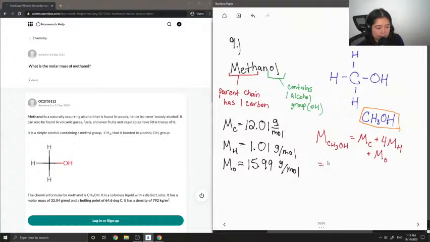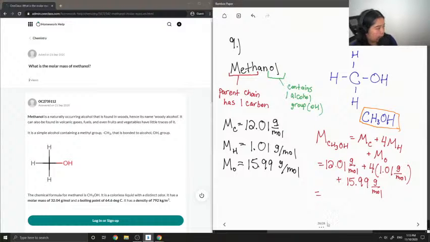And then I'm going to sub in all my values. So 12.01 grams per mole plus 4 times 1.01 grams per mole plus 15.99. So we end up getting a final molar mass of methanol to be 32.04 grams per mole.